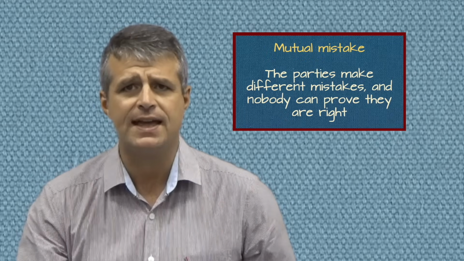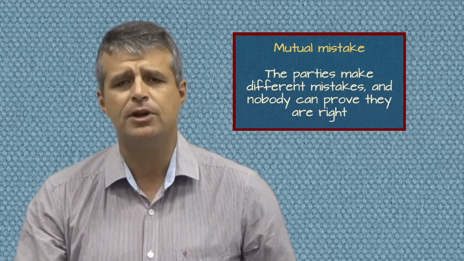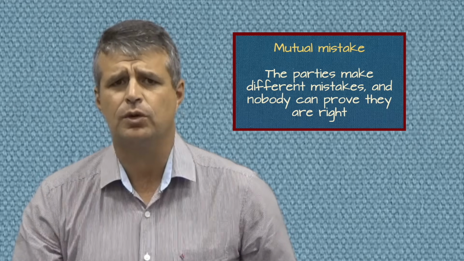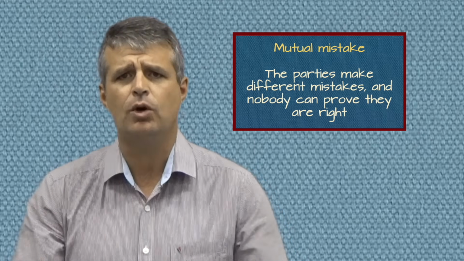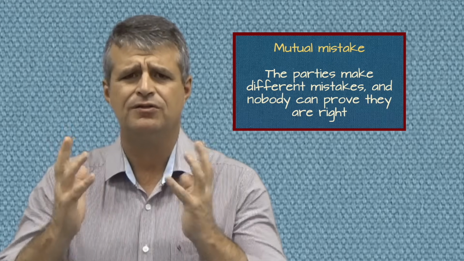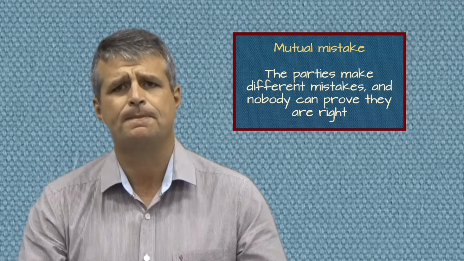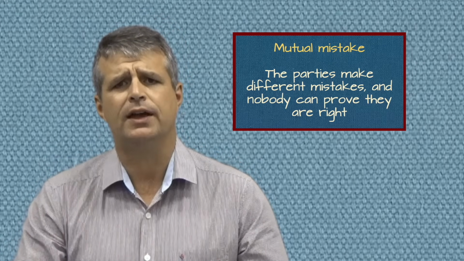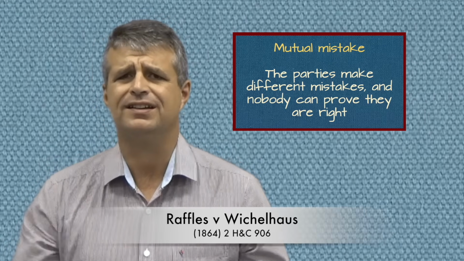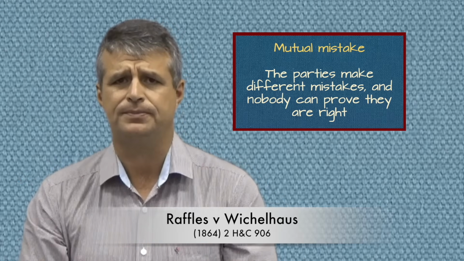Finally, there's a type of mistake called a mutual mistake. This confuses the heck out of most students because a mutual mistake is different to a common mistake, even though the words common and mutual mean virtually the same thing. A mutual mistake occurs when the parties are completely at cross purposes.